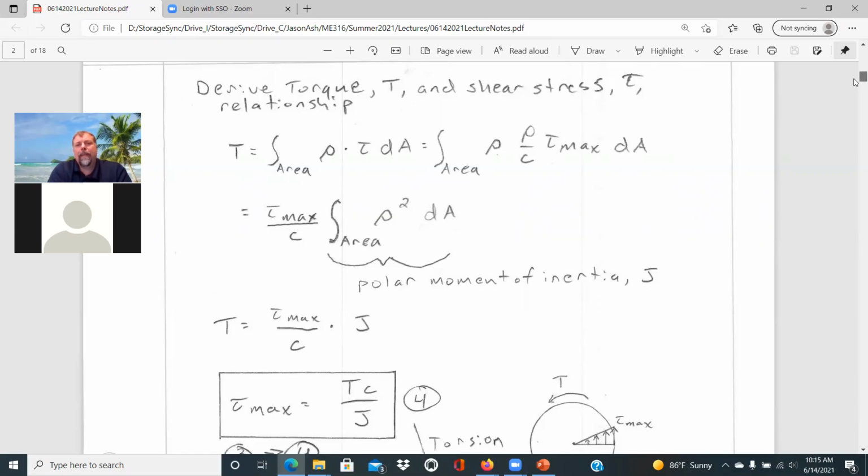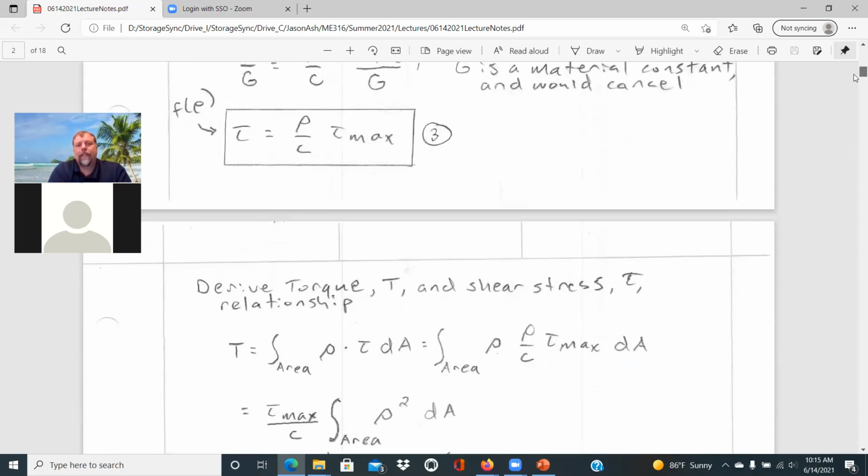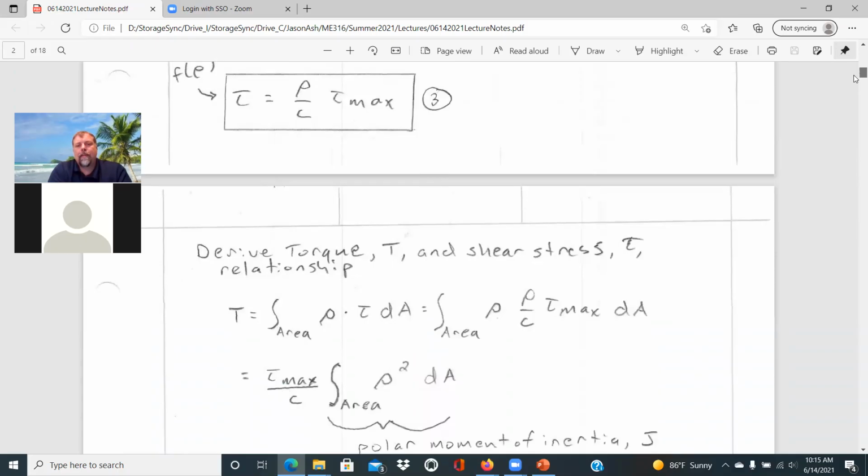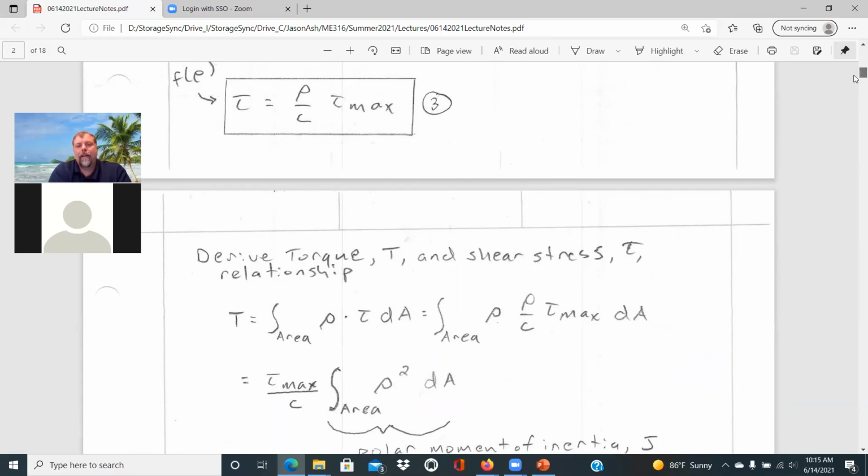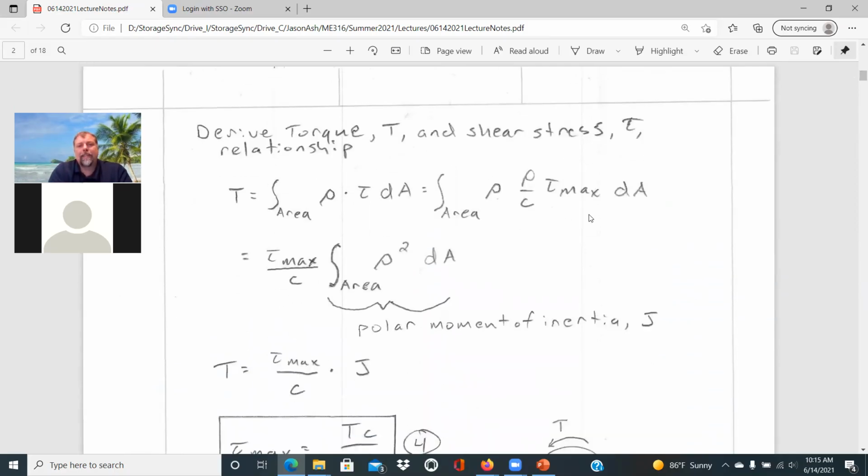But we can then make our substitution in here for our shear stress, where our integral is rho times our shear stress, rho over C times tau max dA. And we can then integrate that. Tau max is going to be a constant value. That's the maximum that occurs on that outer edge. C is a constant. That's the outer radius of the shaft. So we can pull those out of the expression, and we end up with the integral of rho squared dA, multiplying the two rho values together.